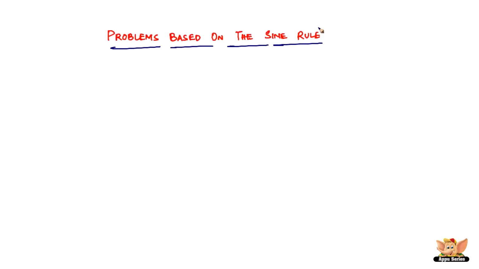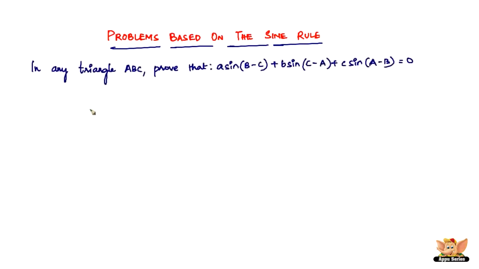In this video, let us continue to solve problems based on the sine rule. Alright, so here we've got a problem which is like this. In any triangle ABC, prove that a sine of (b minus c) plus b sine of (c minus a) plus c sine of (a minus b) equals 0.